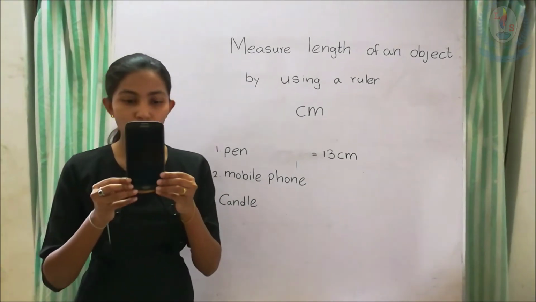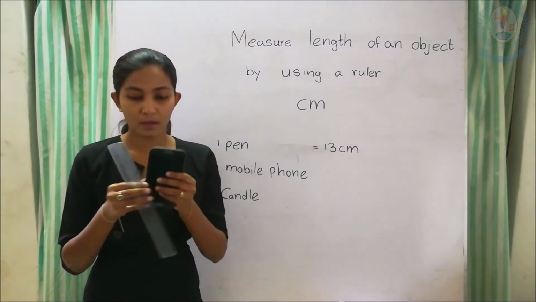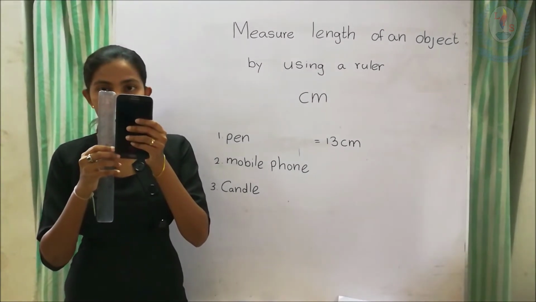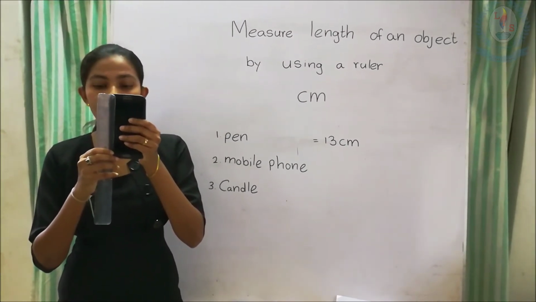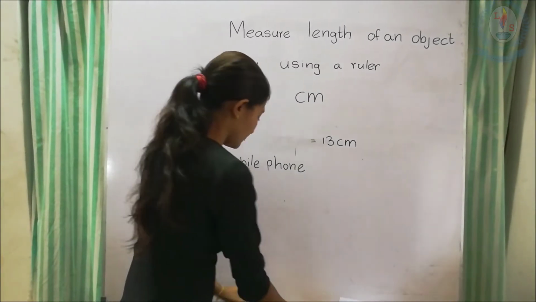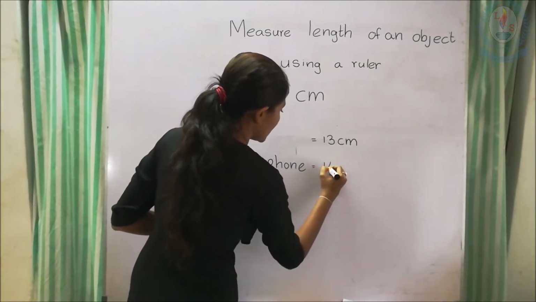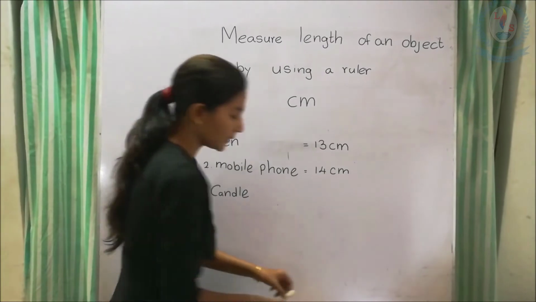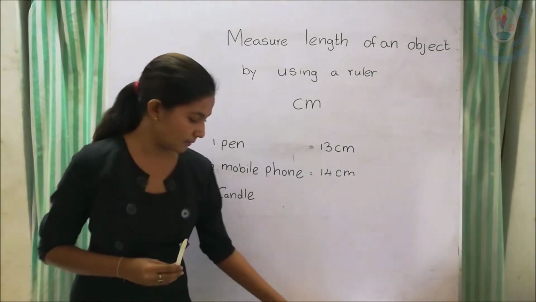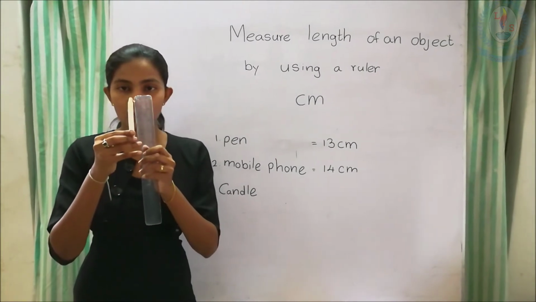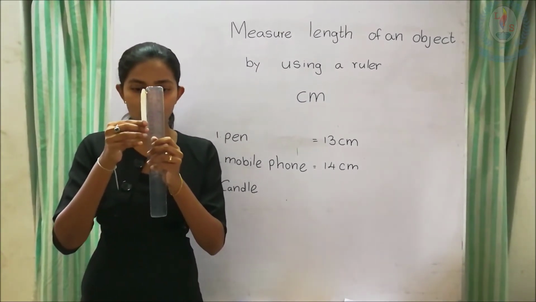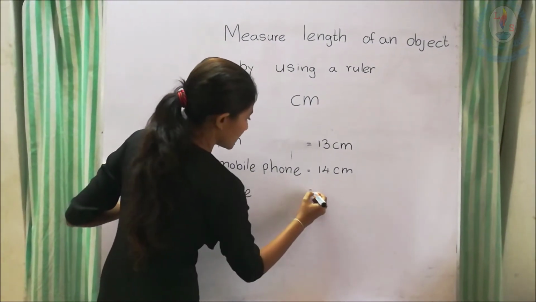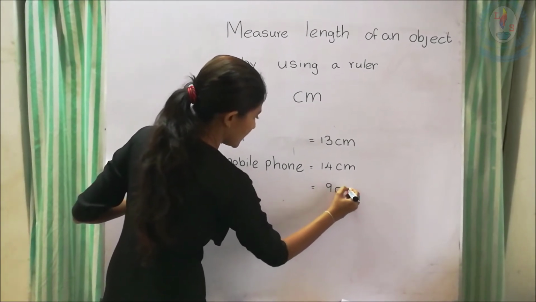Now let's measure the mobile phone. This is a mobile phone. As we measured previously, keep one end of the mobile phone at the 0 and the other end is at 14 centimeters. It is 14 centimeters. Finally, we will measure a candle. This is a candle. Place one end of the candle at the 0 point. When you read the other end, it is 9 centimeters. The candle is 9 centimeters.